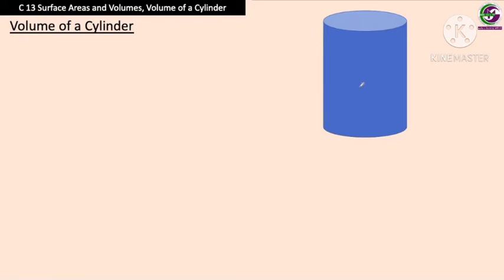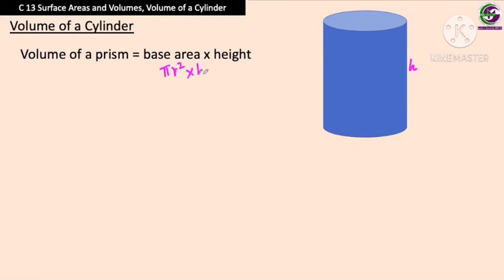In general, volume of a prism is base area, whatever is the shape coming on the base, multiplied by the height. This is the rule for finding the volume of a prism. Base area multiplied by height. And you know the base of a cylinder is a circle, so it will be pi r square multiplied by height. Therefore, volume of a cylinder is pi r square h.